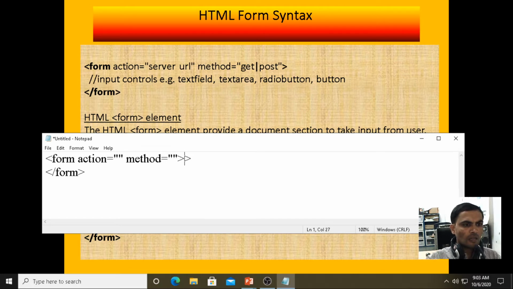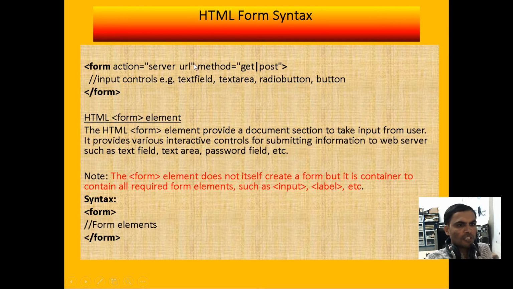Now coming to the method: the server URL, and the method, get or post. Then inside the form we use the controls and events. HTML form elements provide a document section to take the input from the user. If you want to fill in information or data, we fill it in through the form. It provides various interactive controls for submitting the information to the web server, such as text field, text area, password field, etc.